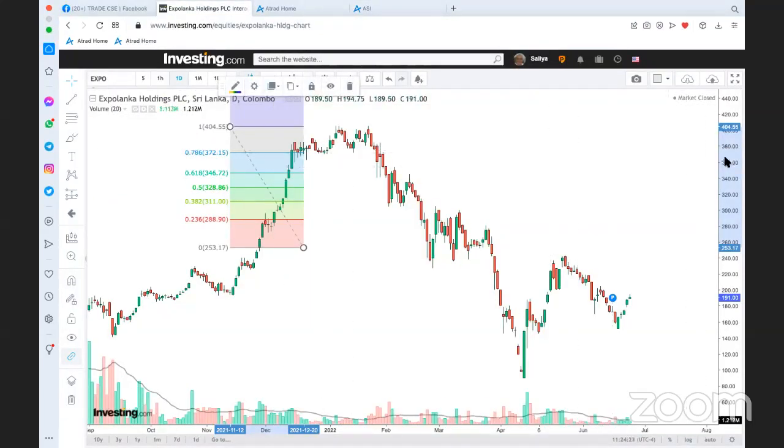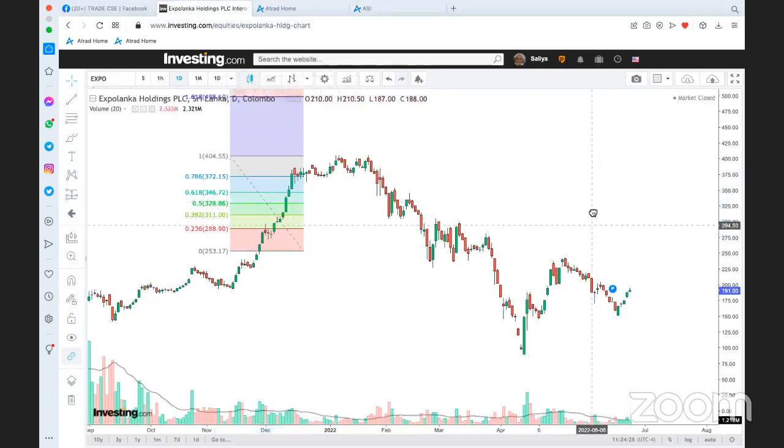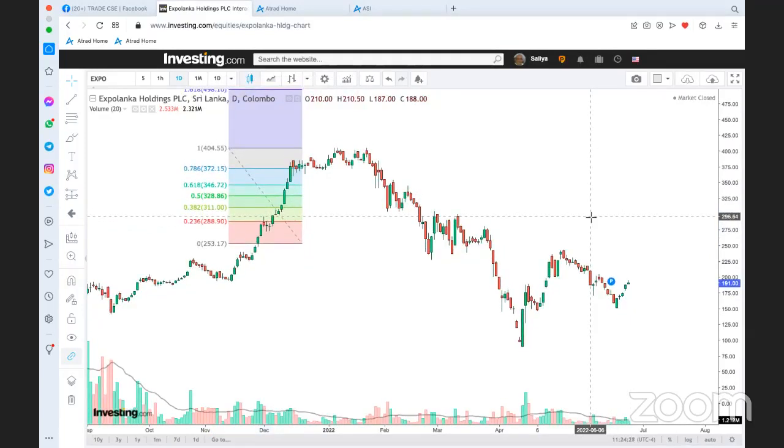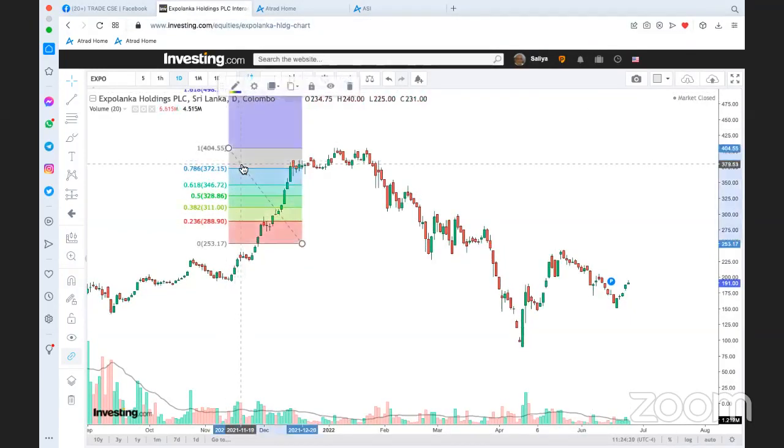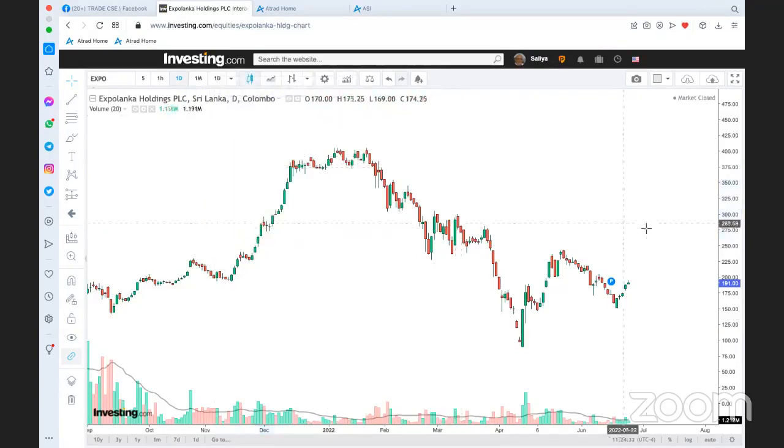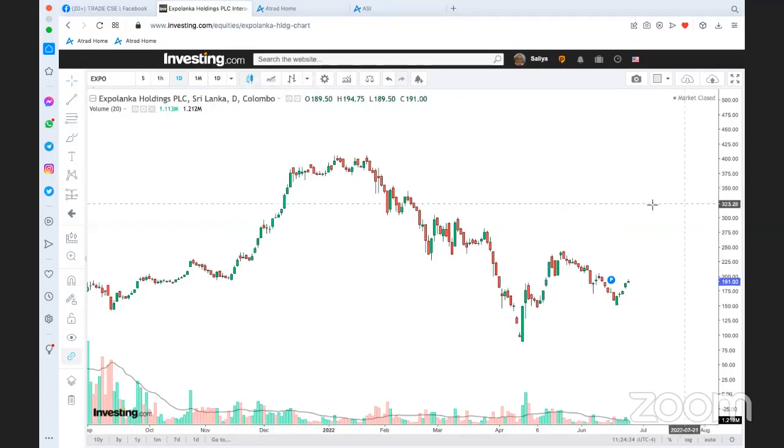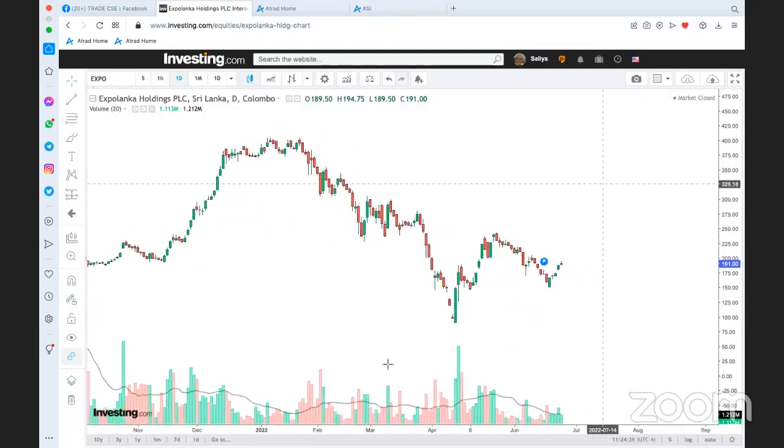The main counters people requested were Expo Lanka, LIOC, Brown's Investments, LOLC, LOFC, those ones. So we start with Expo Lanka.